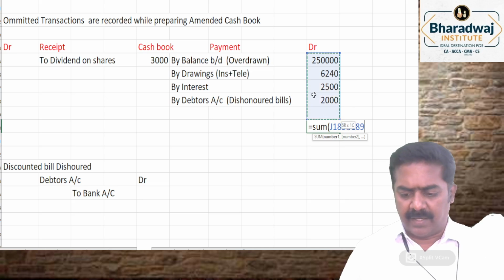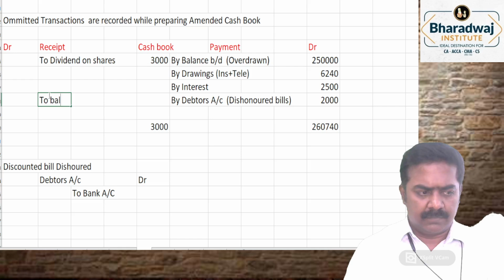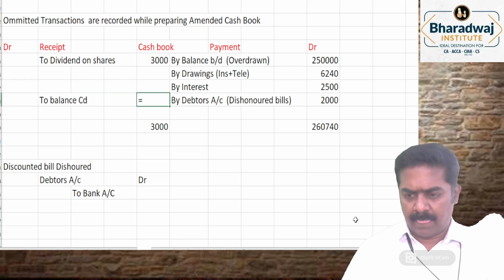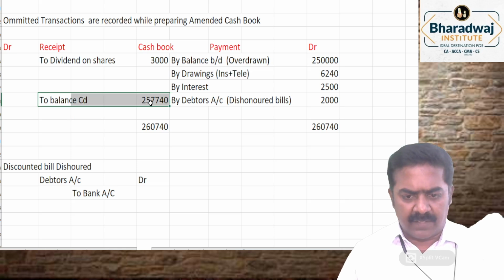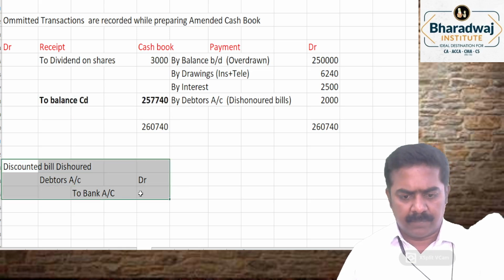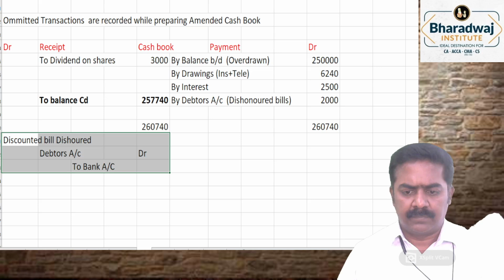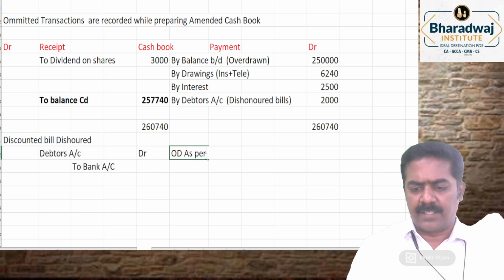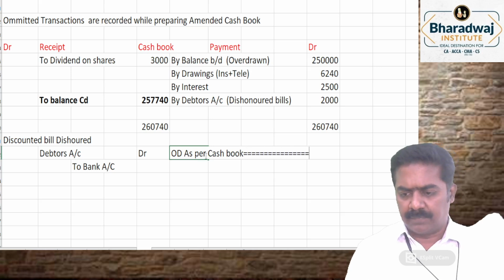After recording the omitted transactions, the amended balance will come. Otherwise, the real balance will come. What is the balance? 257,740. This is only for our reference. Now we can do reconciliation. OD as per cash book. What is OD as per cash book? 257,740.